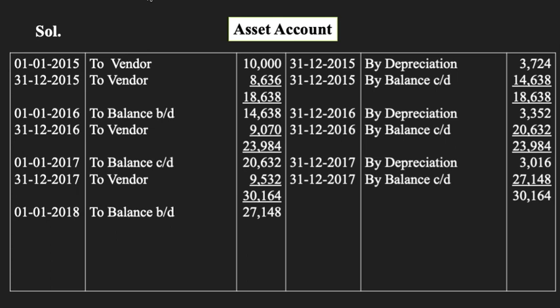Now if we see here, we have this asset account, and this account is showing a debit balance of 27,148 at the end of 31st 12 2017, and this balance of 27,148 can be verified with the final balance in the depreciation column of the account.